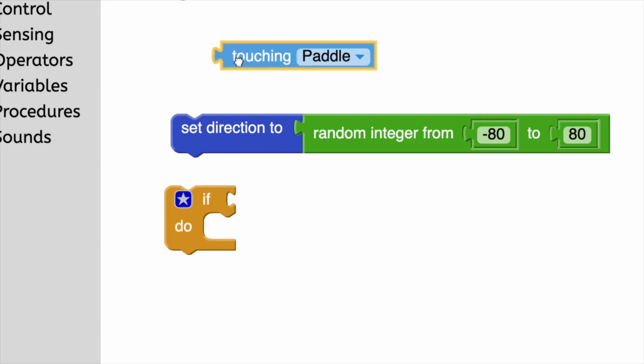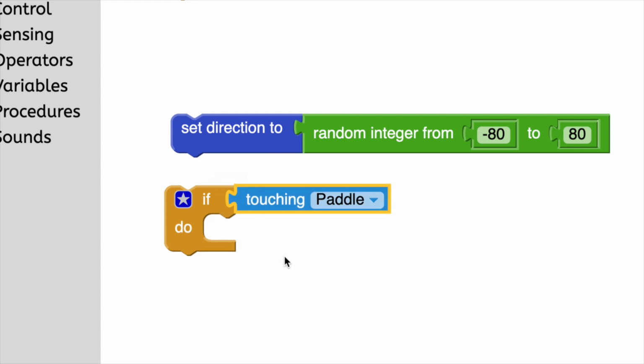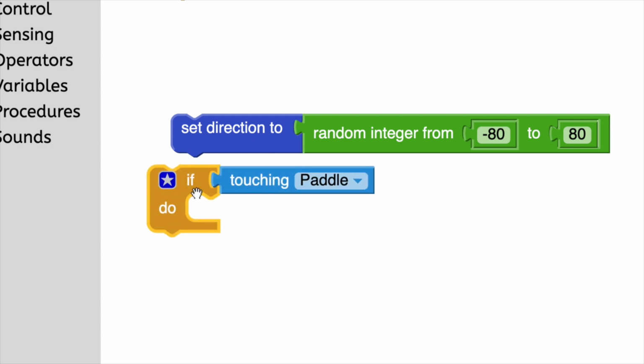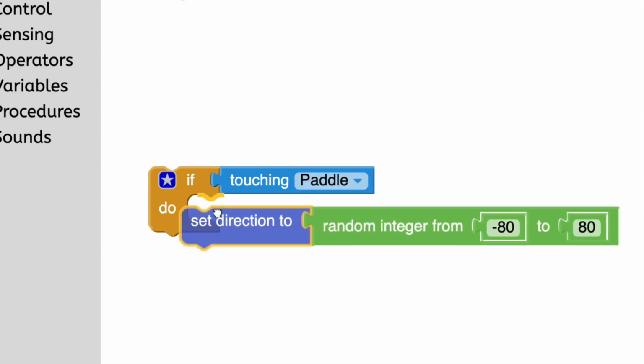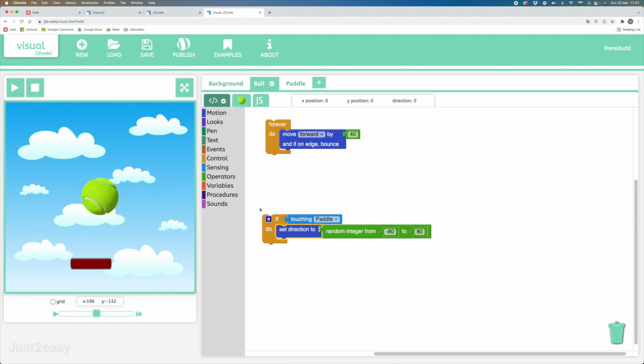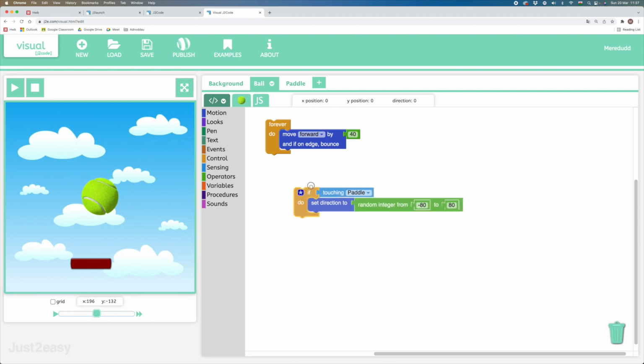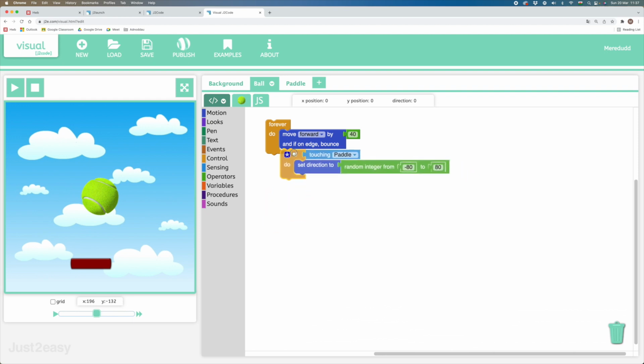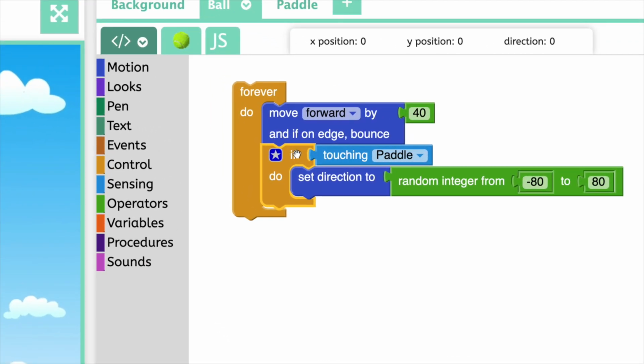Now you can see that our two blocks up here are going to fit into this block really well. If the ball is touching the paddle, do this: change direction to a random number between -80 and 80. Now, we want the ball to always check this. So let's put this whole loop inside this loop. And now you can see that the ball is forever going to move forward, and if it's on the edge, it's going to bounce. But if it touches the paddle, it's going to set a new direction and bounce away from the paddle.